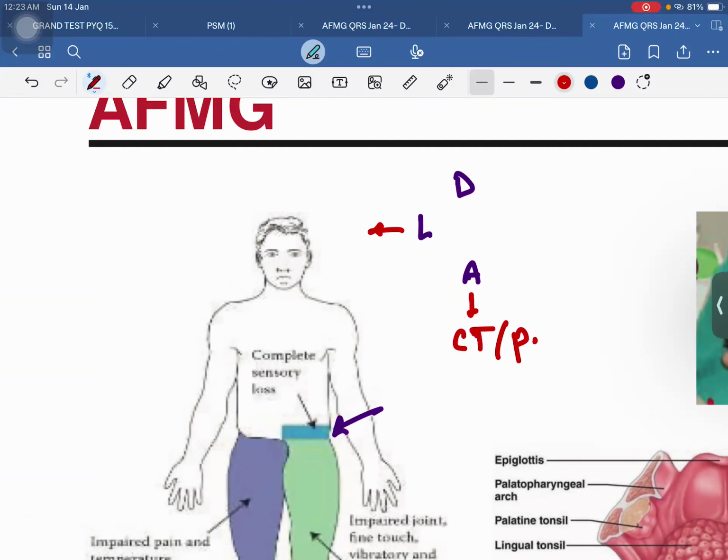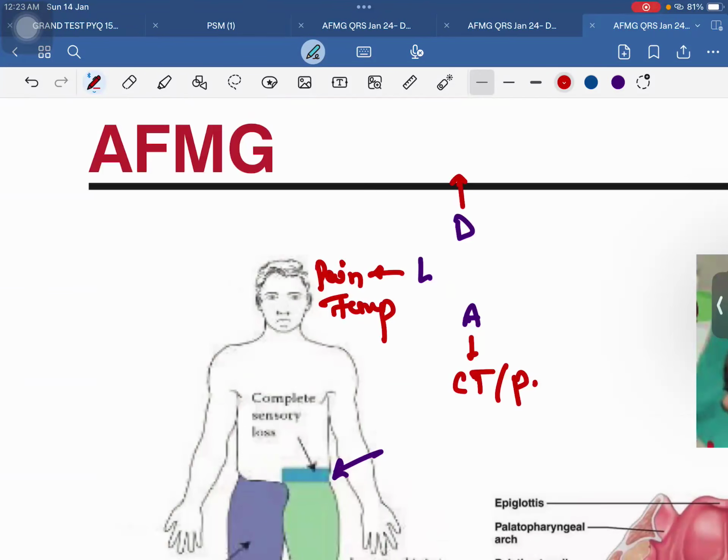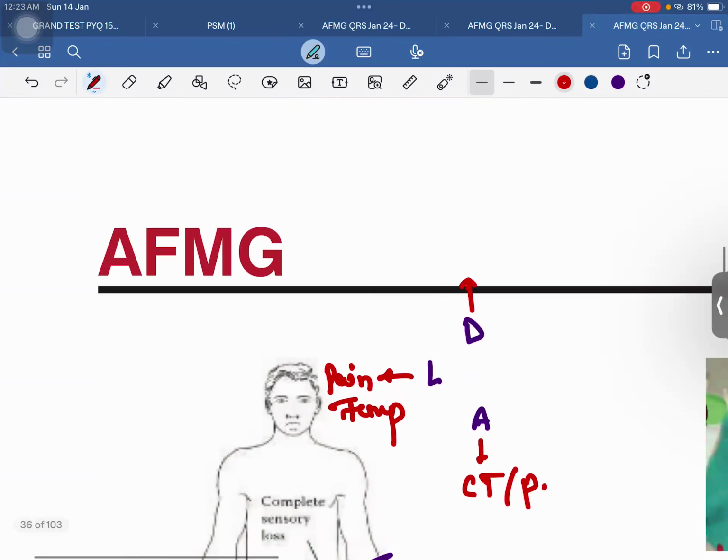So definitely you have to remember that the lateral column is going to carry the fibers of pain and temperature, right? It is going to carry the fibers of pain and temperature, whereas the dorsal column is going to carry four important functions.